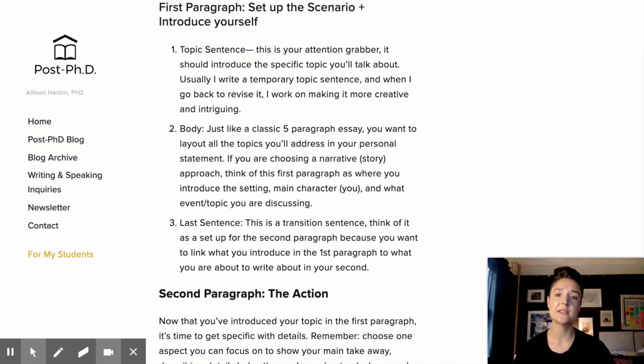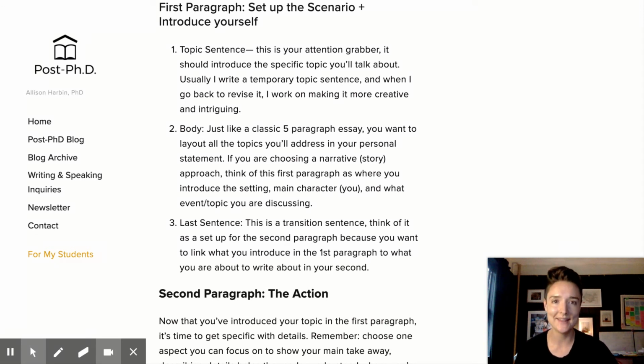After your topic sentence, you'll have the body. Just like in a classic 5-paragraph essay, in your first paragraph you want to lay out all the topics that you're going to address in your personal statement. If you're choosing a narrative approach, think of this first paragraph, as I just went over, as the setting, the main character, and what event or topic you are discussing. If you are doing a montage or a synopsis of your accomplishments or things that have led to you being ready to be a wonderful college student, then this is also where you'll briefly introduce it, much like a thesis statement.